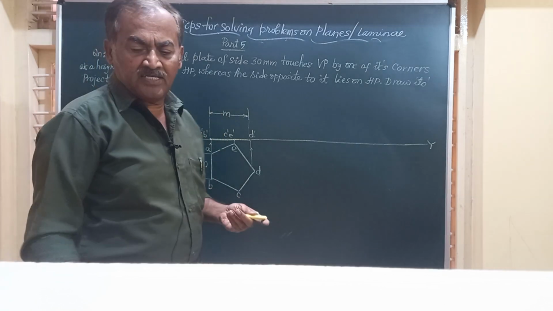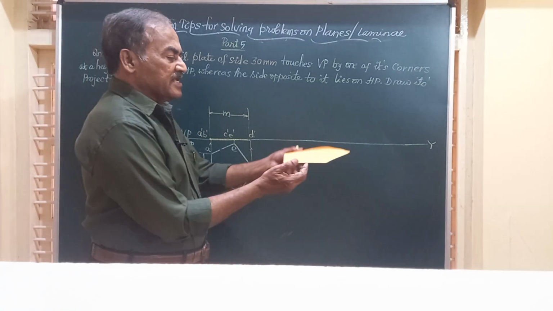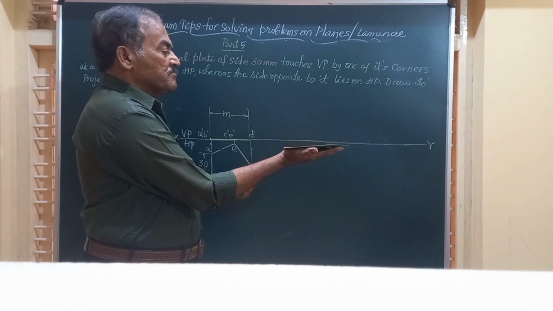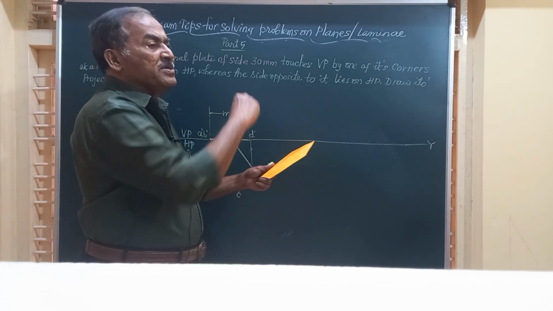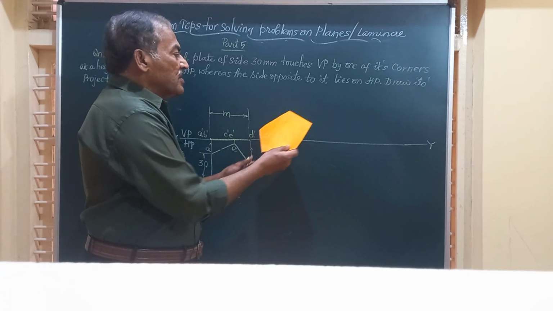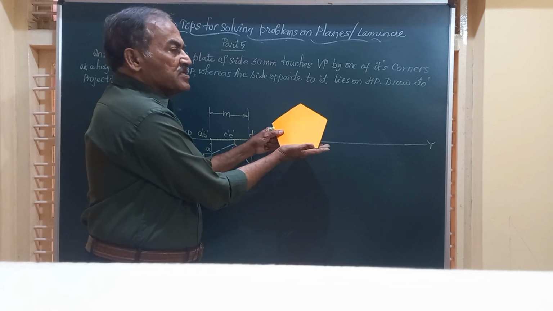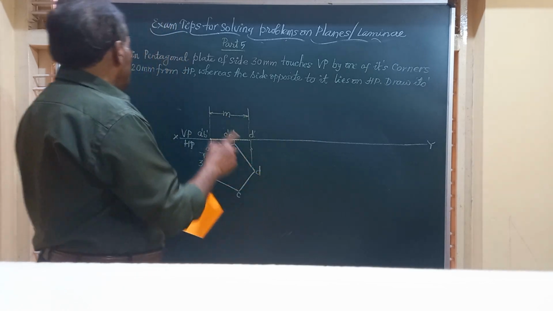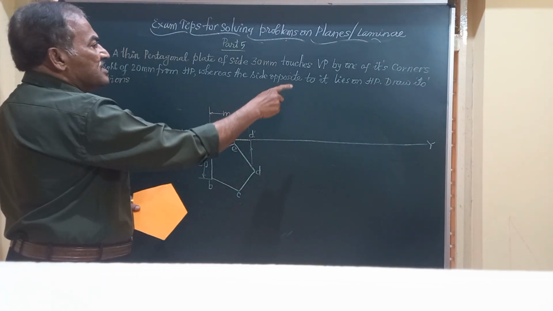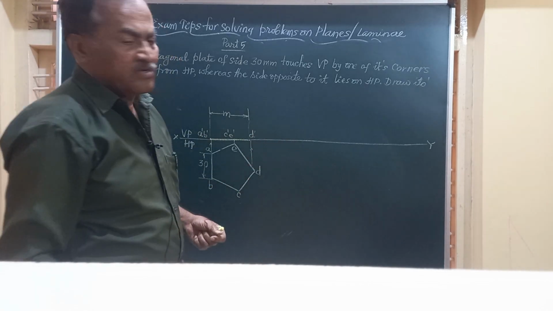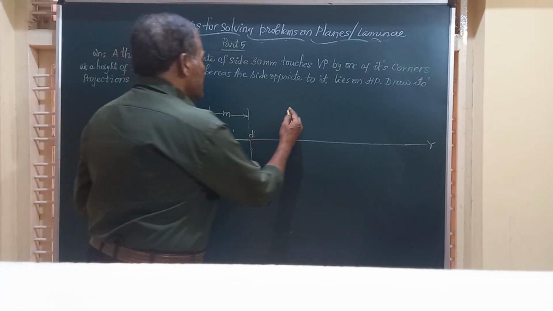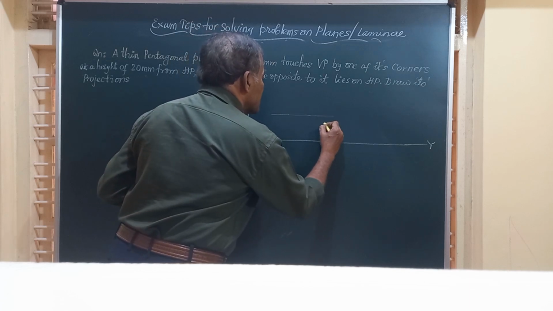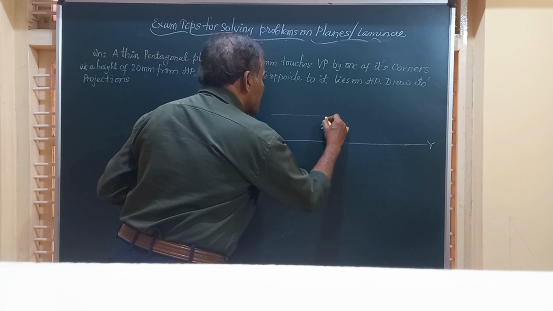So now the lamina is resting on HP, friends, like this with this side perpendicular to VP. Now he says one of the corners should be on VP. So when one of the corners is on VP, the opposite side will be in HP. So how to obtain that? He has given the restriction that the corner is touching VP at a height of 20 millimeter. Friends, I am going to draw a thin line here at a distance of 20 millimeter from XY.